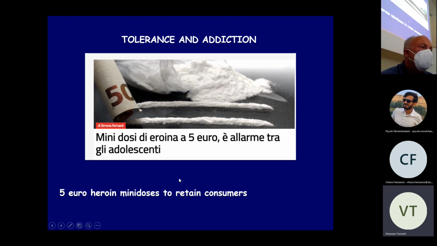This is another problem. Low doses of heroin at €5. Because at the beginning, you can have heroin at low price. And then when you develop a dependence, the price is higher. This is the marketing technique approach.